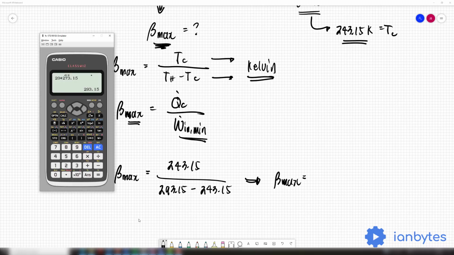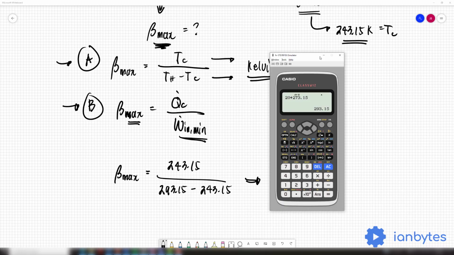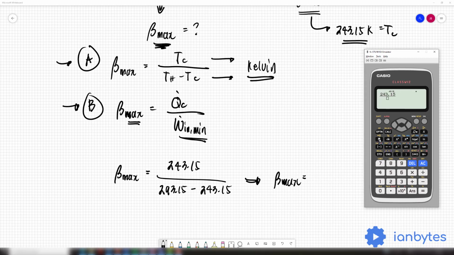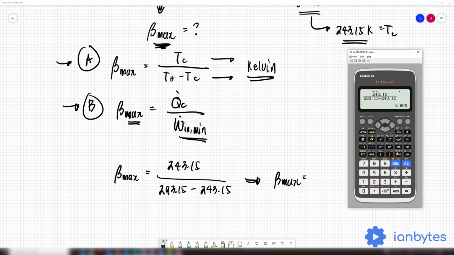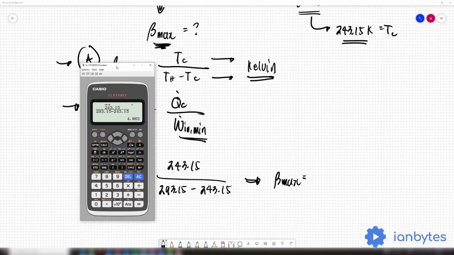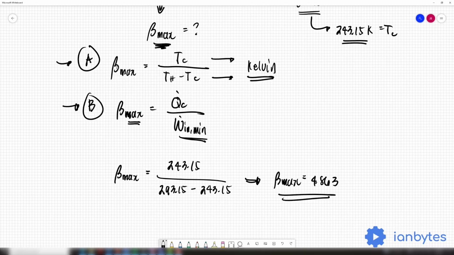Substituting these values in our calculator, we have the following. So the maximum coefficient of performance, beta max, for this particular refrigerator at these operating temperatures is 4.863. Let me just write that down. As I have mentioned, ang pwede natin gawin susunod ay palitan itong beta max na ito ng 4.863. And of course, this QC over here, with the rate of cooling that is equal to 2 kilowatts.